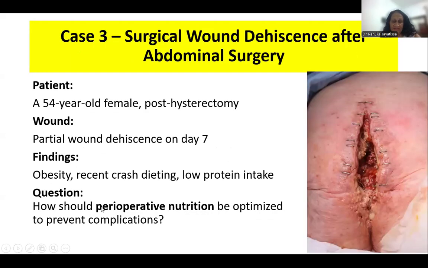Next case. So case 3 is surgical wound dehiscence after abdominal surgery. This is another common one we always look at. This is a 54-year-old female post-hysterectomy, with partial wound dehiscence on day 7. Findings are the patient is obese, recently crash dieting, with low protein intake. So how should we optimize the perioperative nutrition and prevent complications? Open for someone to discuss.